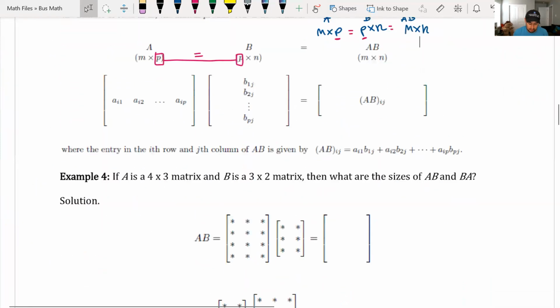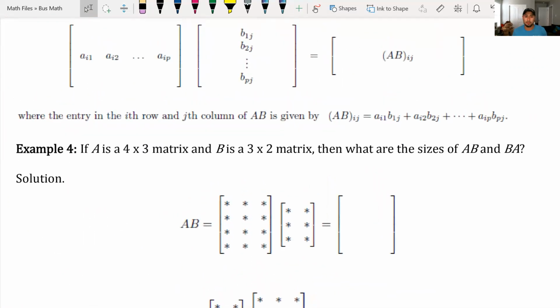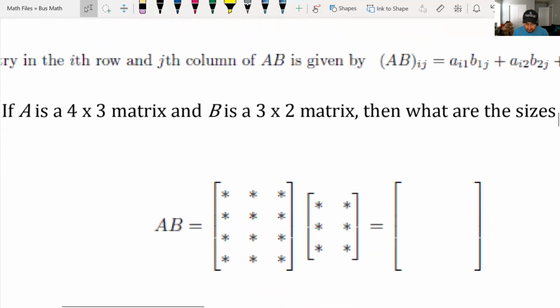All right. So we want to just practice working with the dimensions of the matrices and seeing if we're actually able to multiply them. So this says that if A is a 4 by 3 matrix and B is a 3 by 2 matrix, then what are the sizes of A times B and B times A? Okay, first up is A times B.